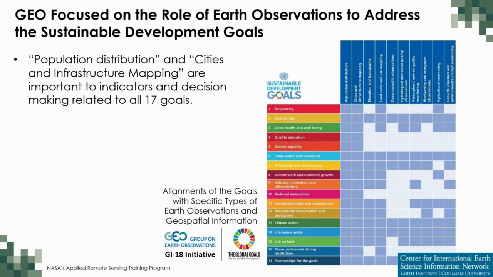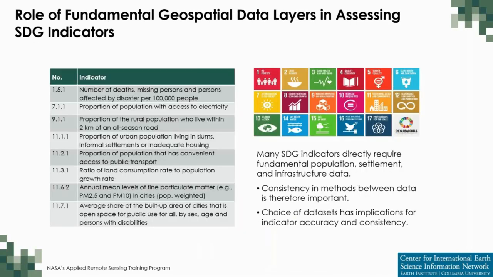The Group on Earth Observations, which is an intergovernmental voluntary organization, early on did this analysis looking at population distribution and infrastructure mapping in terms of their relationship to the goals. And it was pretty clear that population data, knowing where people are, was important to all the goals, not to every indicator, but to many indicators within the larger set of more than 200 indicators that were identified.